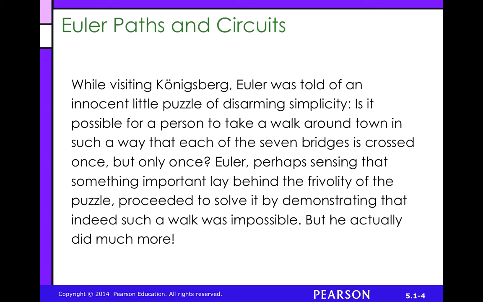While visiting Königsberg, the mathematician Euler, and if you haven't heard that name before, he's a top 5 mathematician of all time. So he was a transcendent genius. Euler was told of an innocent little puzzle of disarming simplicity. Is it possible for a person to take a walk around town in such a way that each of the 7 bridges is crossed once and only once?